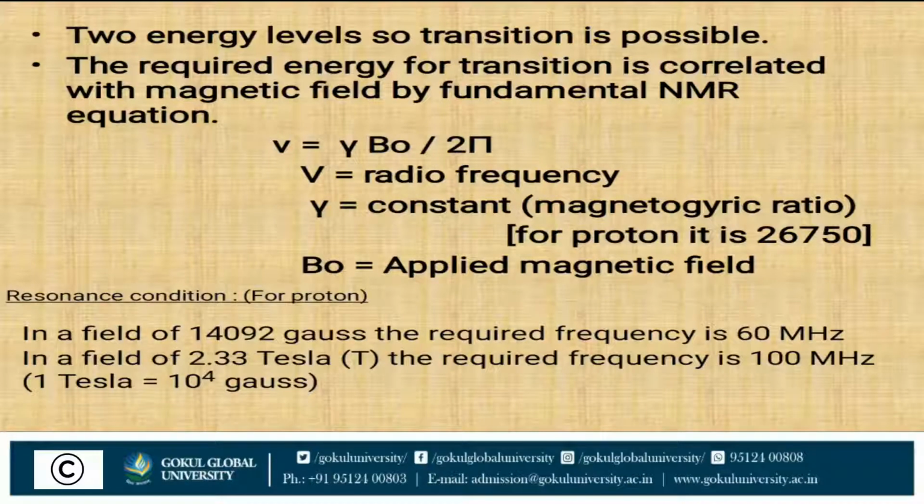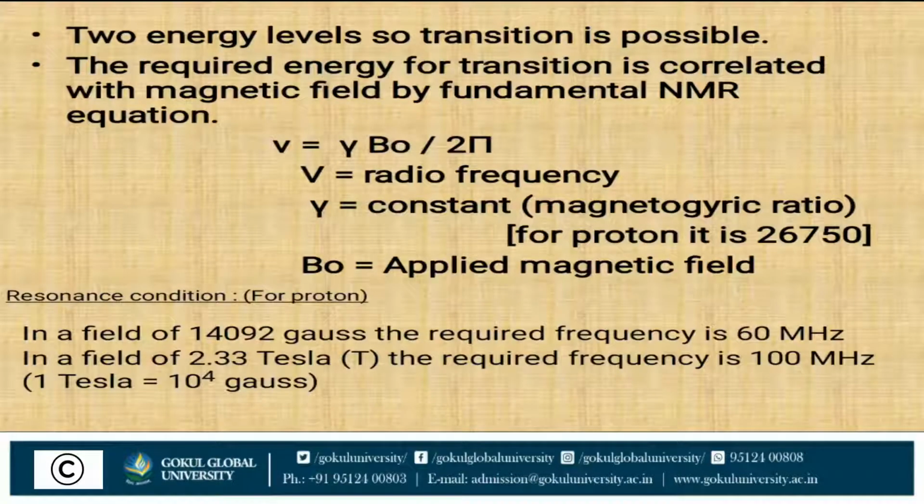The fundamental NMR equation is ν equals γB0 divided by 2π. Here ν is the radio frequency, γ is a constant called the magnetogyric ratio, which for a proton is 26,750, and B0 is the applied magnetic field.